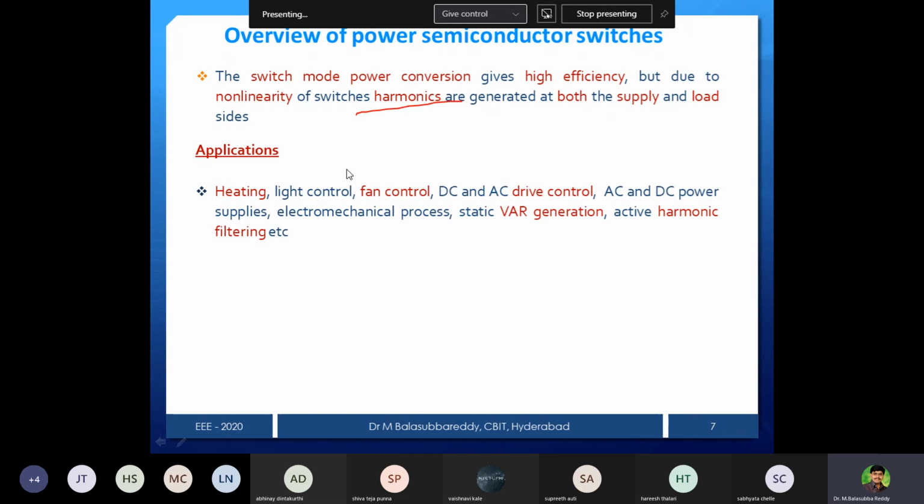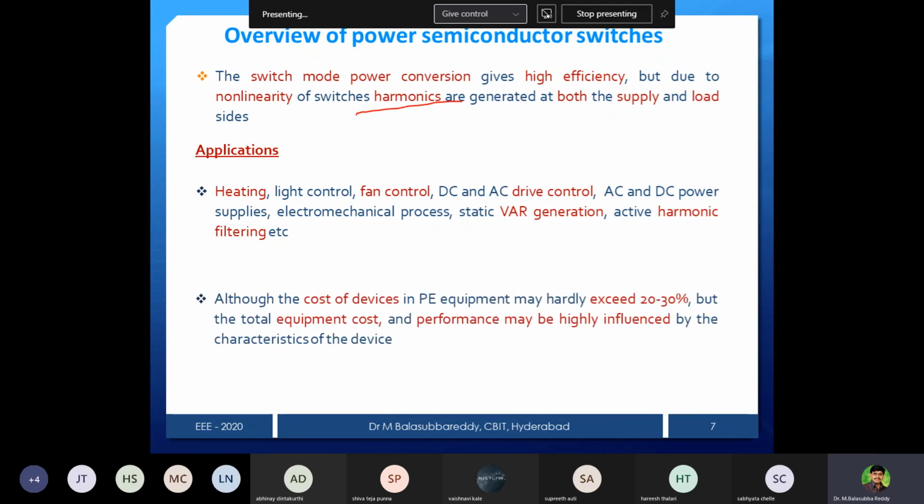Now we'll see the applications. The heating, light control, fan control, DC to DC drive control, AC and DC power supplies, electromechanical process, static var compensation, this is compensation, active harmonic filters. So for all these things we require switches. Although the cost of the device in power electronic equipment may hardly exceed 20 to 30%.